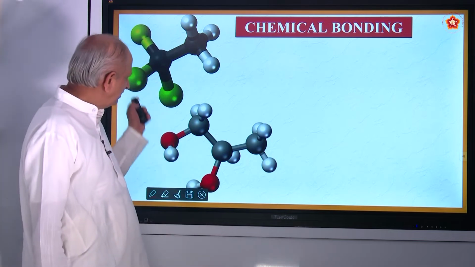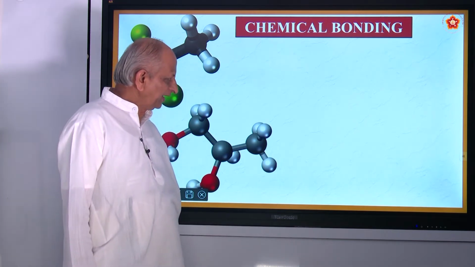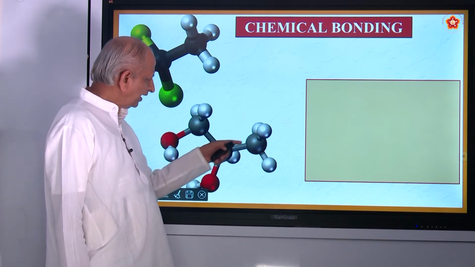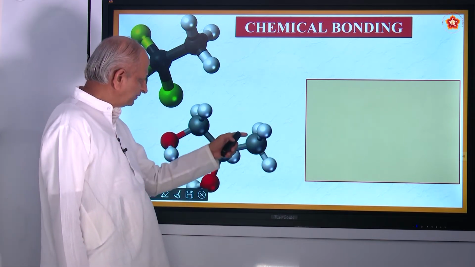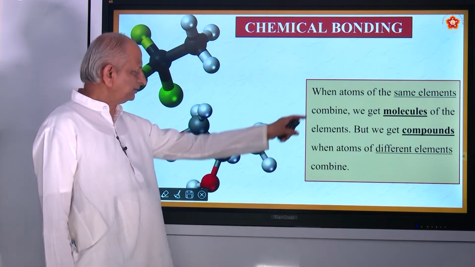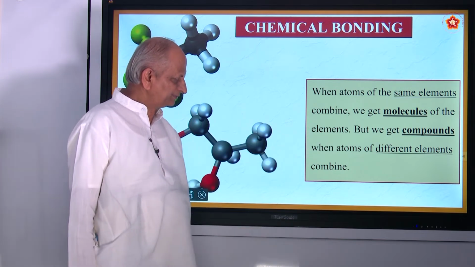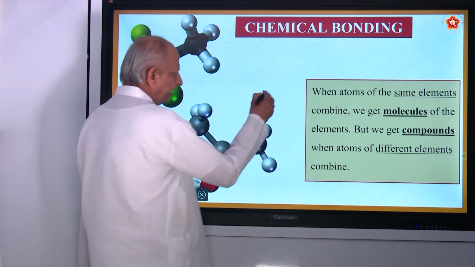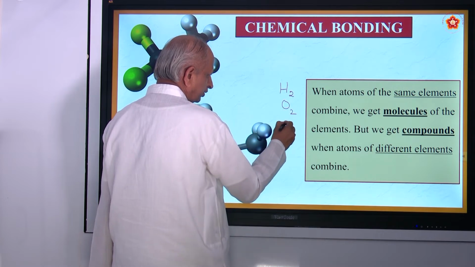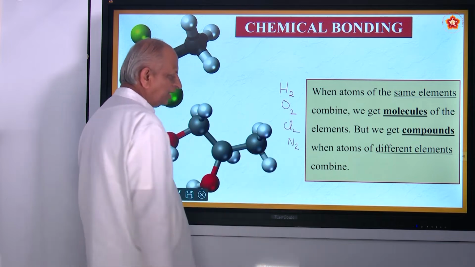So these are plastic balls representing different atoms. Here it refers to carbon and hydrogen. This type of bond we find when atoms of the same element combine, we get molecules of the elements. For example, you have hydrogen molecule, oxygen molecule, chlorine molecule, nitrogen molecule, etc. They are called molecules.